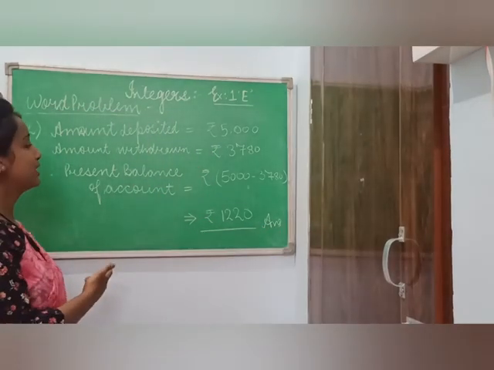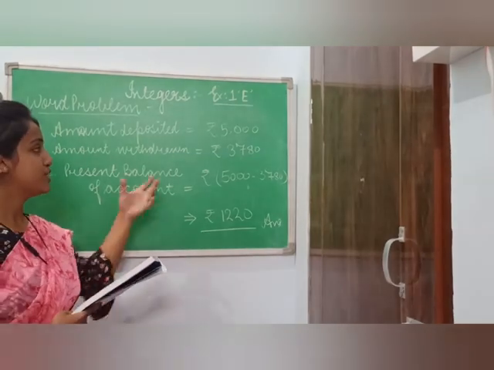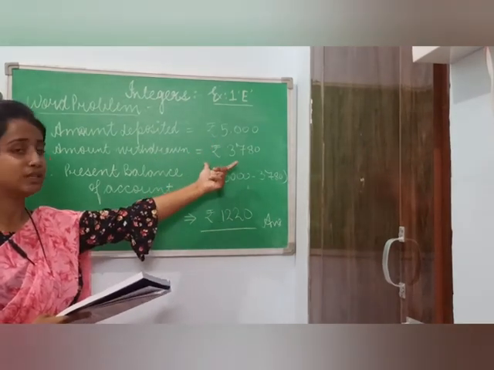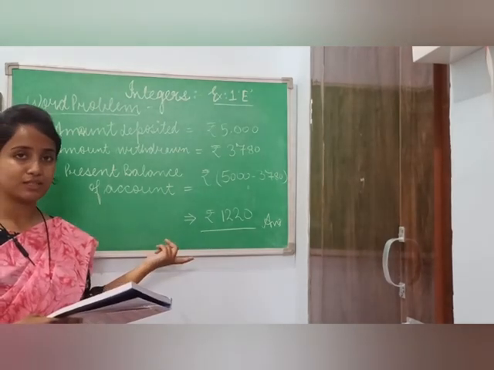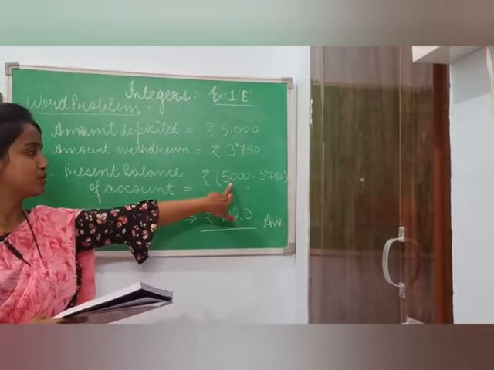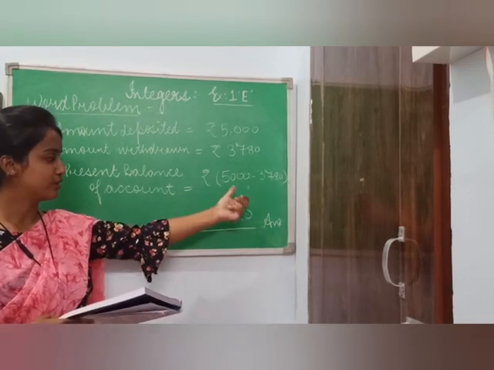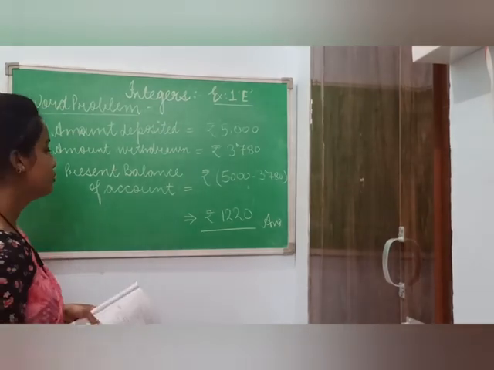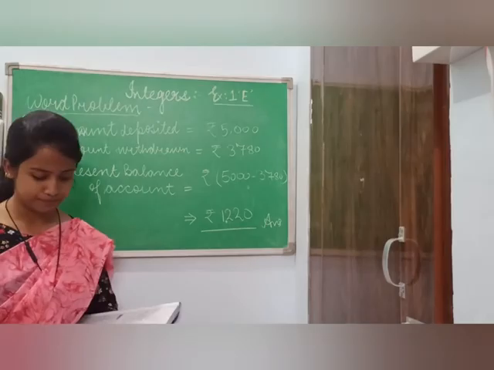So the question says that Ramesh deposited rupees 5,000 and next he withdraws rupees 3,780. So we have to find out the remaining balance in his account. So what we did, we subtracted rupees 3,780 from rupees 5,000. Therefore, rupees 1,220 is left in Ramesh's account. This is our answer.